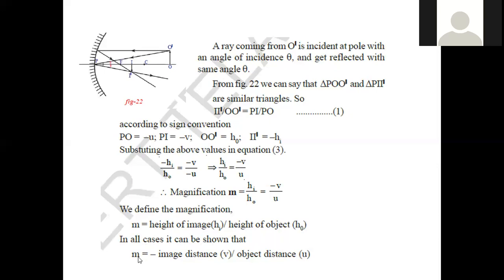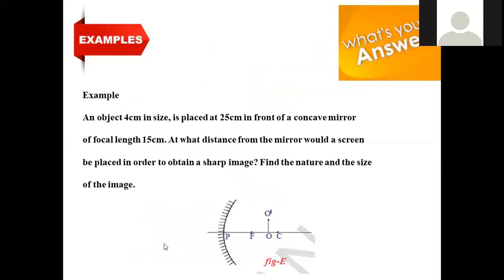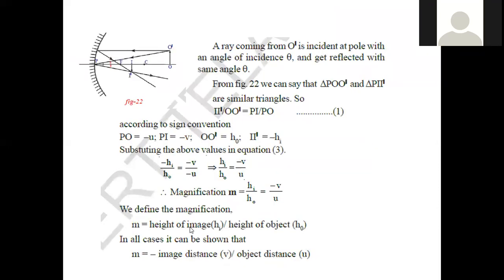So in all cases, m is equal to minus v by u, that is, minus image distance by object distance. That is called magnification. So this is the theory part, the derivation with respect to the concave lens.